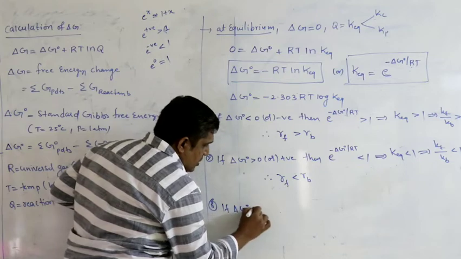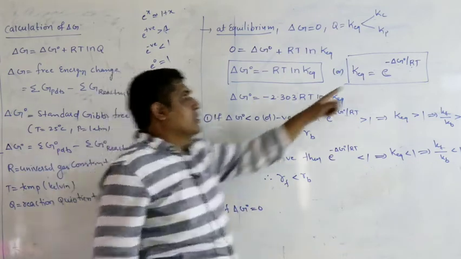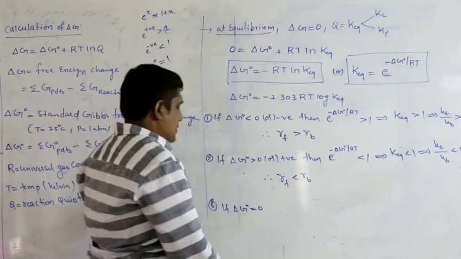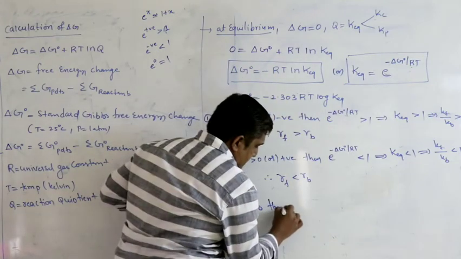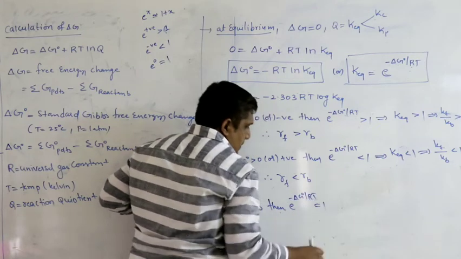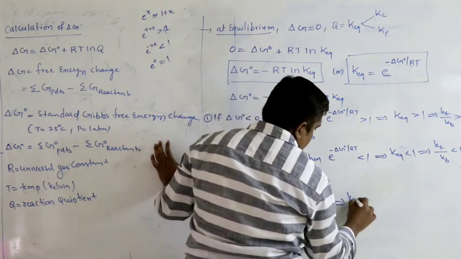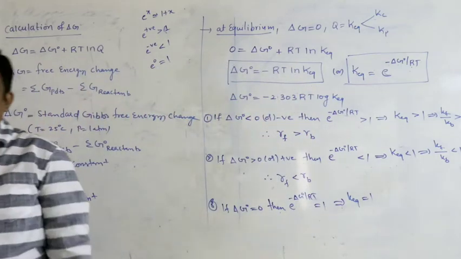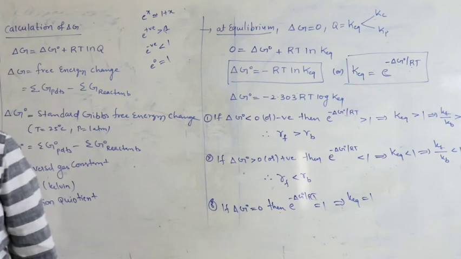If delta G naught is 0, the entire thing becomes 0, and e power 0 is 1. This implies that K equilibrium equals 1. That means Rf equals Rb.